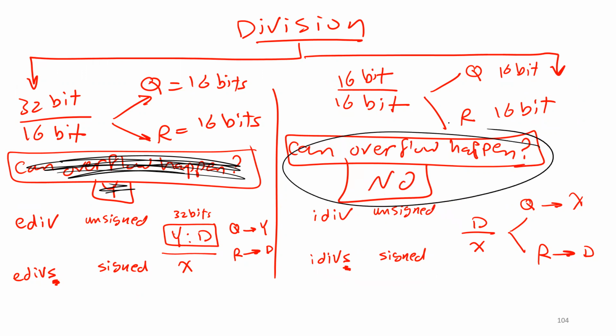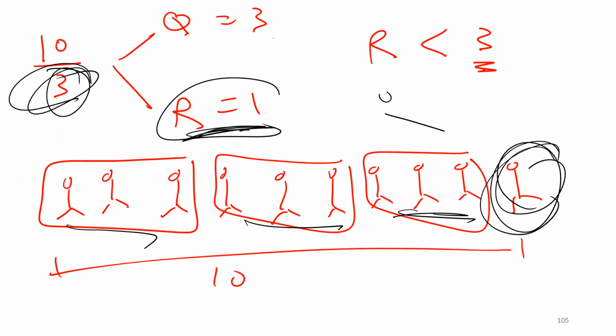You know why? Because I'm going to divide 16-bit by 16-bit. When you divide, the result should be smaller. The quotient and the remainder should be smaller. So if the number here and the number here are already in 16 bits, that means 16 bits for the quotient and the remainder should be more than enough. Let me say it in a different way.